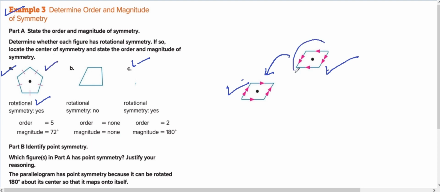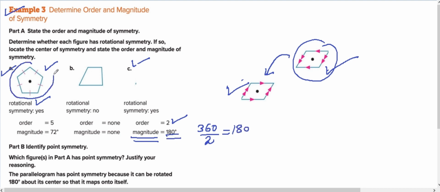And this I rotated 2 times, so its order is 2. And how to find out the magnitude? 360 divided by the order, which is 2, gives 180 degrees. That's why this one is 180 degrees. And this figure will remain the same if you rotate 5 times between 0 and 360 degrees. So the order is 5, and the magnitude is 360 divided by 5, which is 72 degrees.